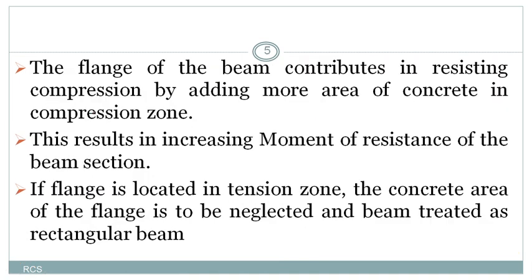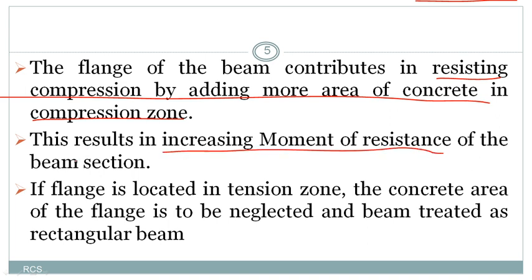Right. One more point here. The flange of the beam contributes in resisting what? Resisting compression by adding more area of concrete in the compression zone. So the same thing we have already explained here. And as a result of this increased or extra area of concrete in the compression zone, it will increase the moment of resistance of the beam. Right? How does the moment of resistance of the beam increase? Concrete is very strong in compression, so we are providing more compressive forces to resist the compressive stresses, so that at the same time the moment of resisting capacity in the compression zone also increases.